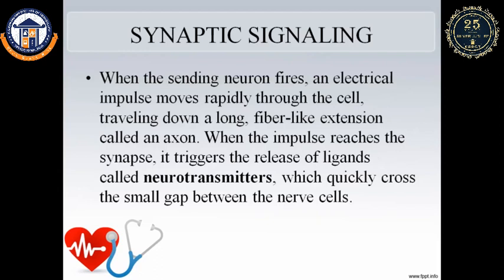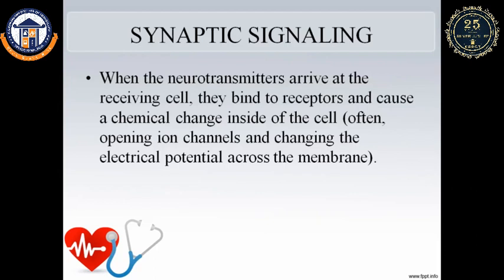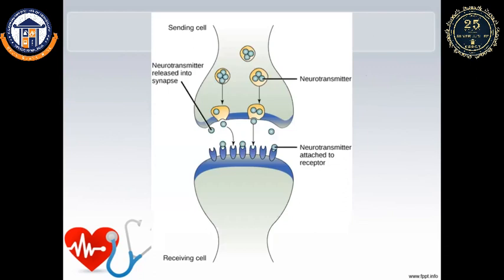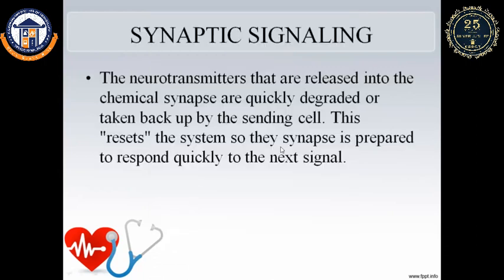The signal sending neuron fires an electrical impulse which travels on the fiber extension called the axon, and this impulse reaches the synapse and then triggers the release of the signal through neurotransmitters. When the neurotransmitters arrive at the receiving cell, they bind to the receptors and cause a chemical change. The neurotransmitters released in the chemical synapse are quickly degraded or taken back into the sending cell. This resets the system for the next cell.